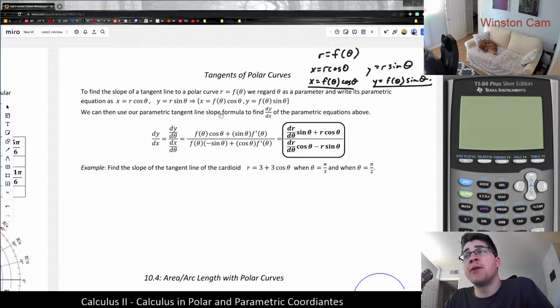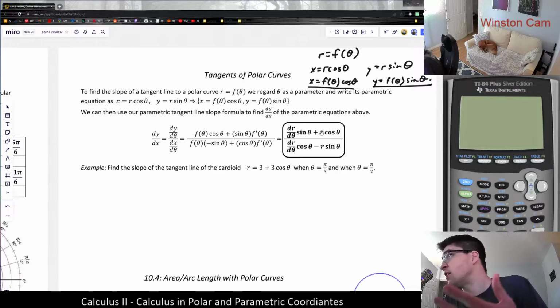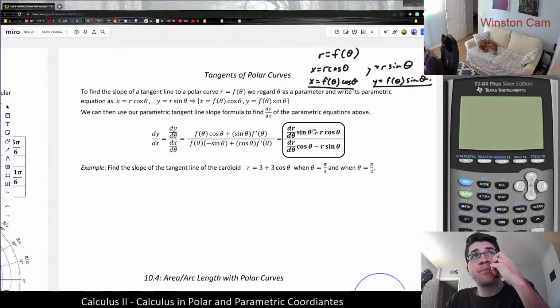When converted into parametric form, we could use the product rule: first d second plus second d first. This could be rewritten using Leibniz notation instead of function notation, whichever you prefer, as dr d theta, which is just the derivative of f prime. This is how you'll see it in a lot of textbooks, or if you look up the formula online: f prime times sine plus r cosine theta in the numerator, and in the denominator we have f prime times cosine minus r sine theta. So anyways, we could use either form of this formula to find the slope of a tangent line.